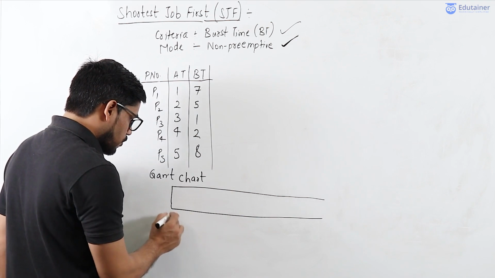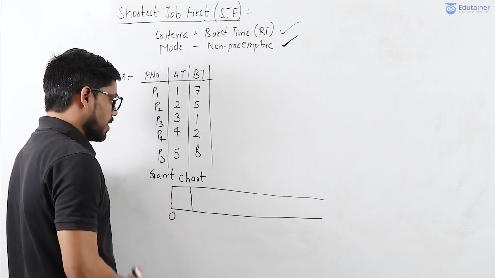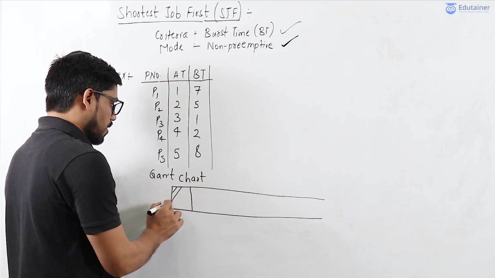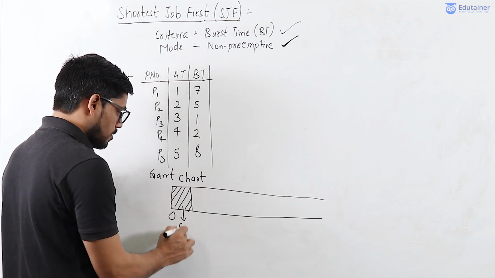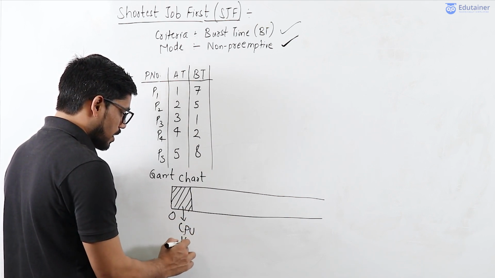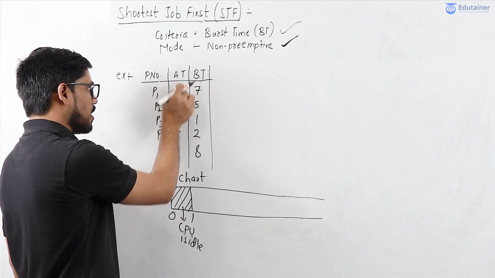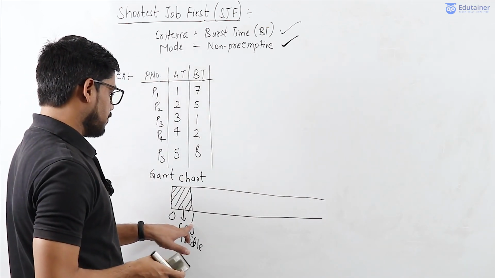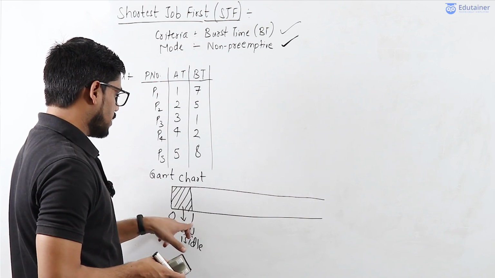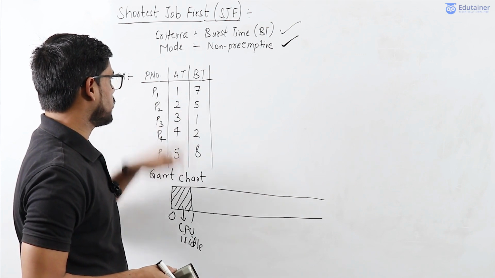At time 0, there is no process available. It means that from time 0 to time 1, the CPU is idle because no process has arrived. The first process arrives at time 1, process P1. Now at time 1, which processes are available? Process P1 is available because it arrived at time 1.